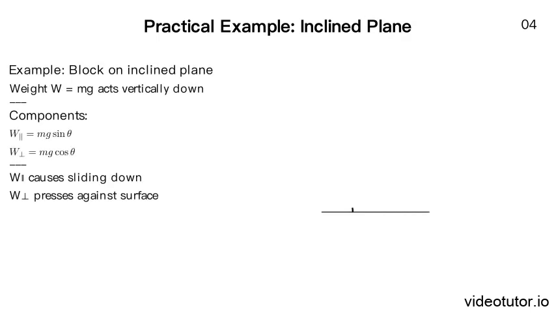Let's apply force resolution to a practical example. A block on an inclined plane. The weight of the block acts vertically downward. We resolve this weight into two components, one parallel to the incline that causes the block to slide down, and one perpendicular to the incline that presses the block against the surface. The parallel component equals mg sine theta, while the perpendicular component equals mg cosine theta.